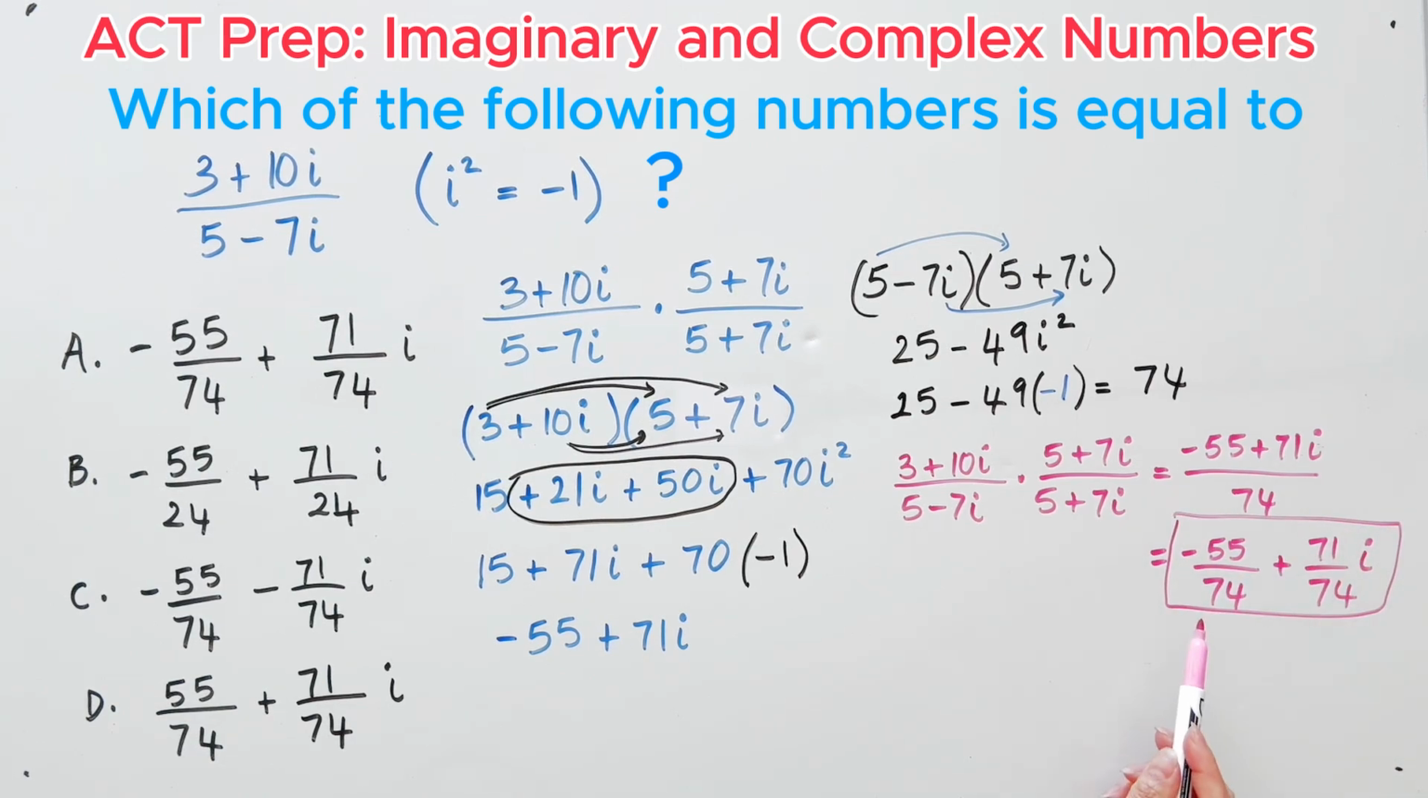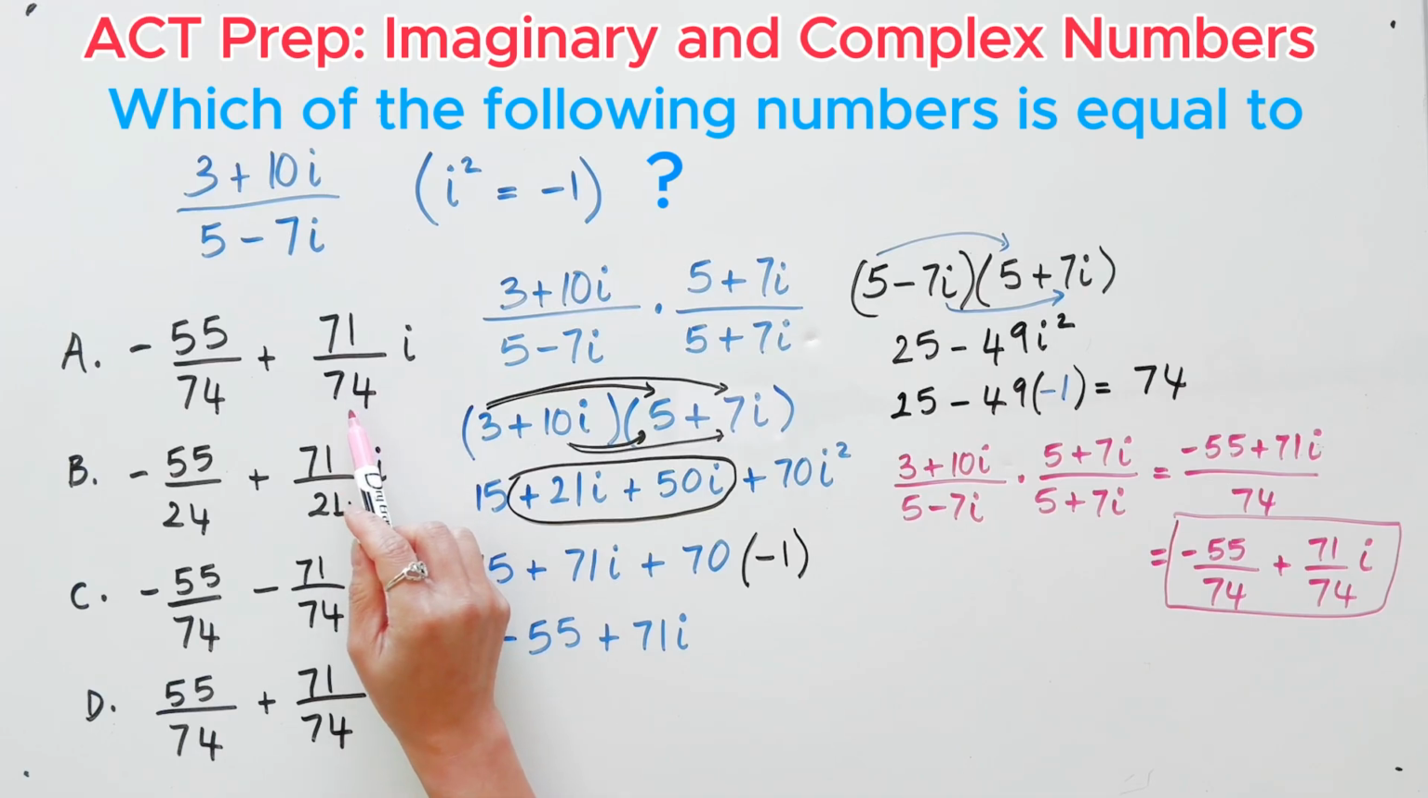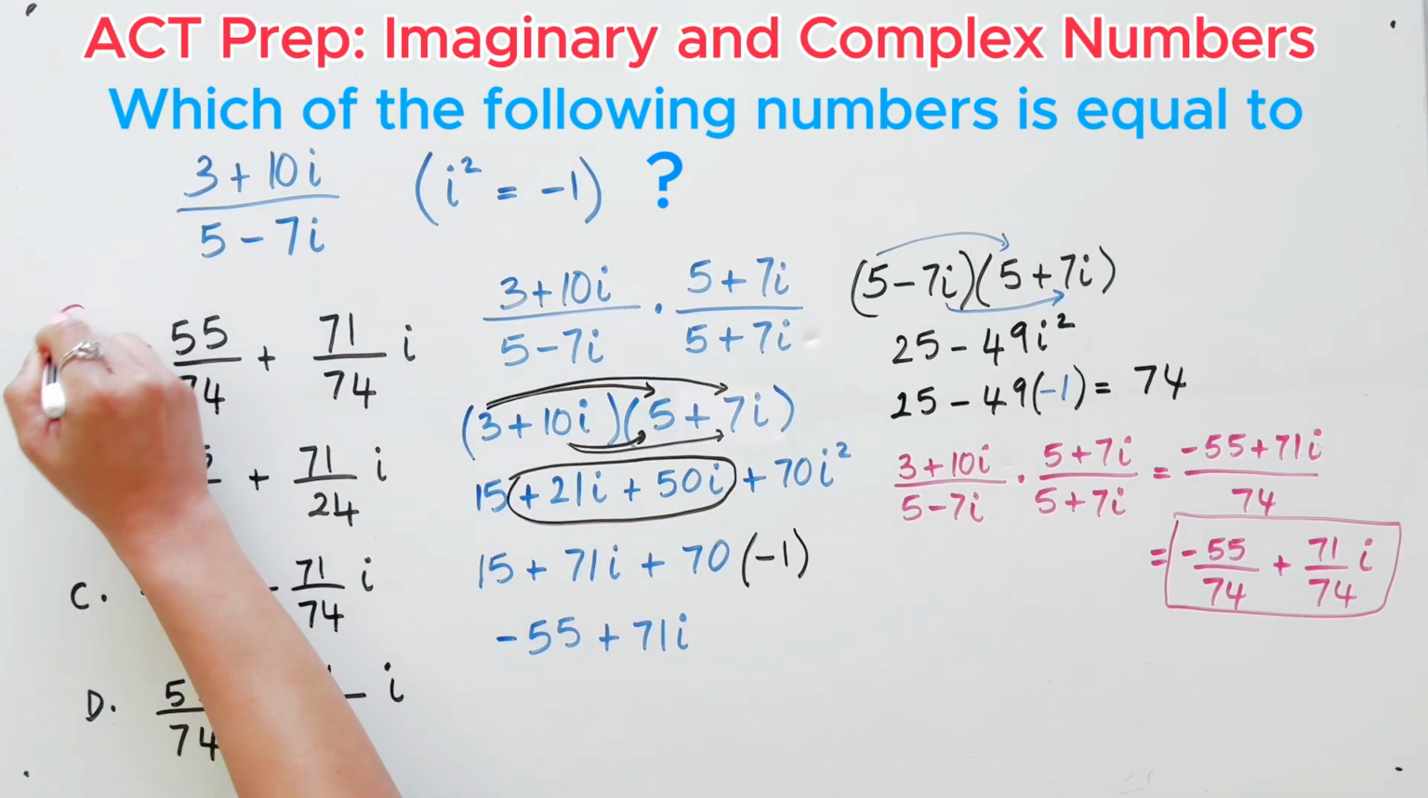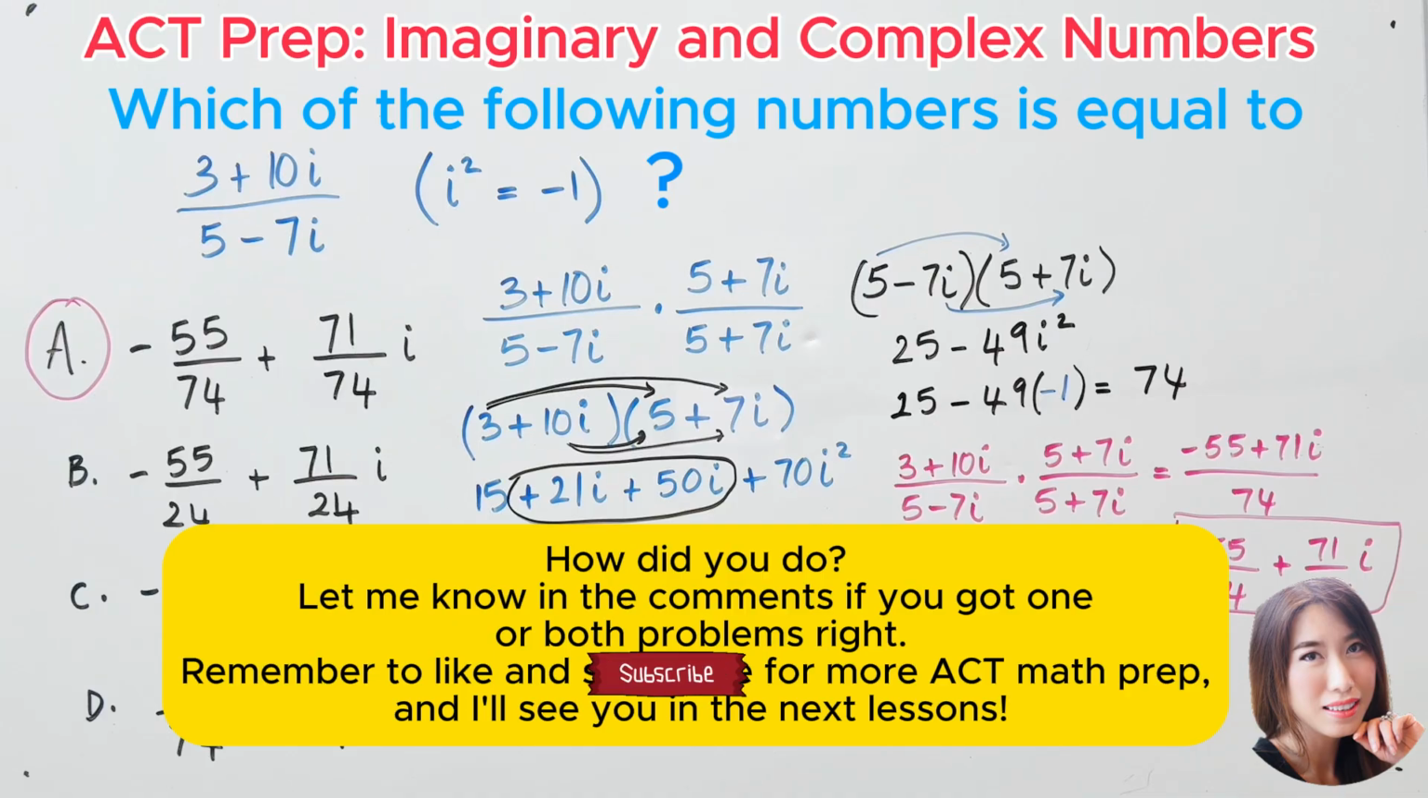And our answer is negative 55 over 74 plus 71 over 74i. The answer is A. How did you do?